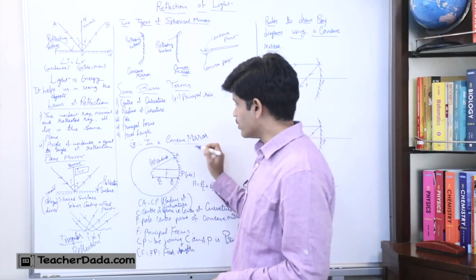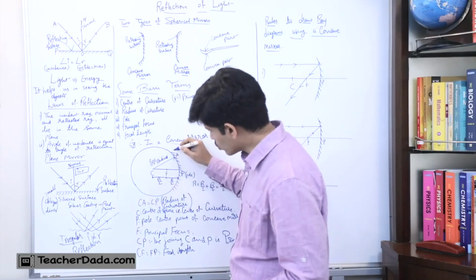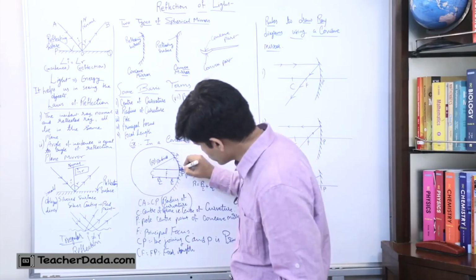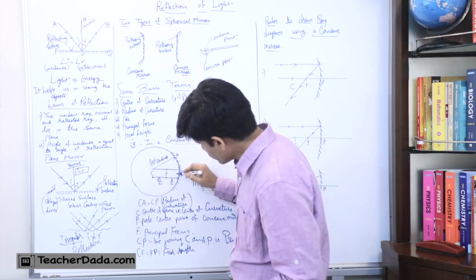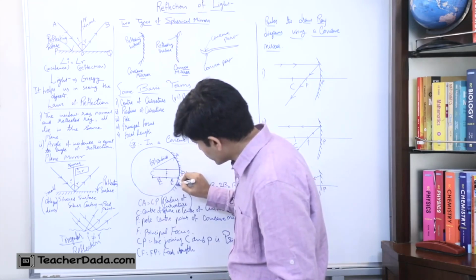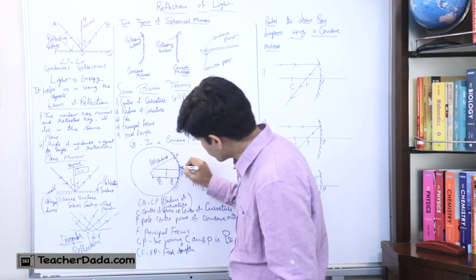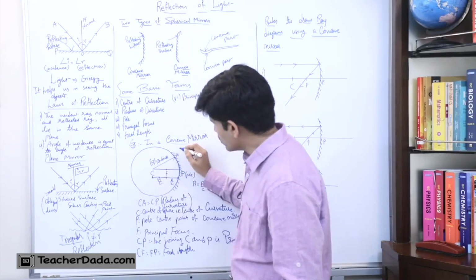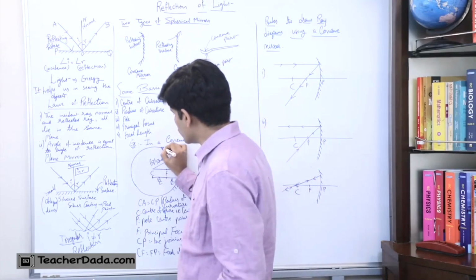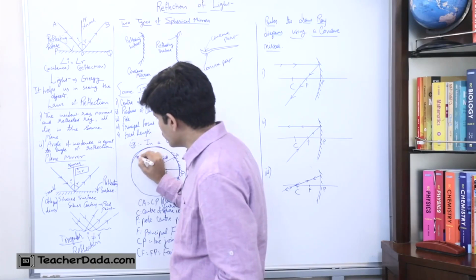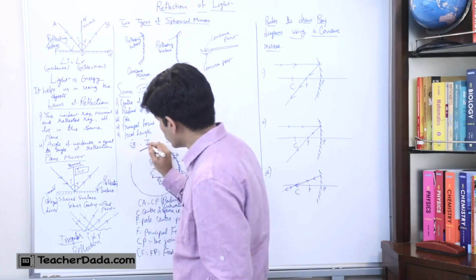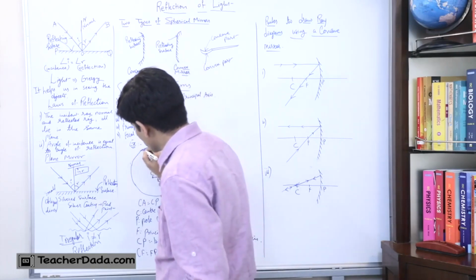Now let us draw the concave mirror. The concave mirror is from here like this, and then we can draw small oblique lines on this side. This is nothing but a part of a sphere. If I draw the full circle, I will get the sphere over here, so I can draw a sphere like this.